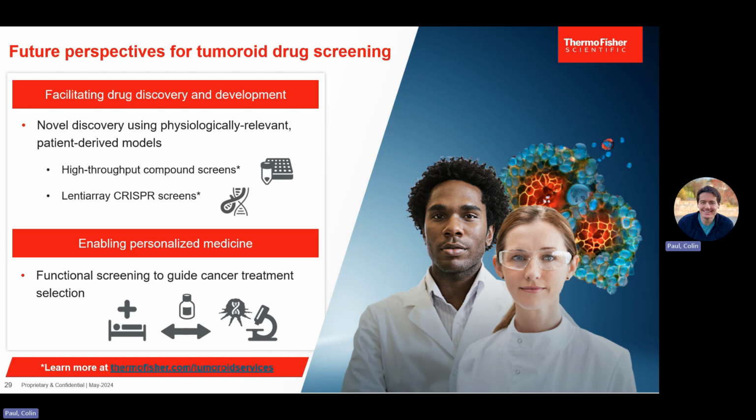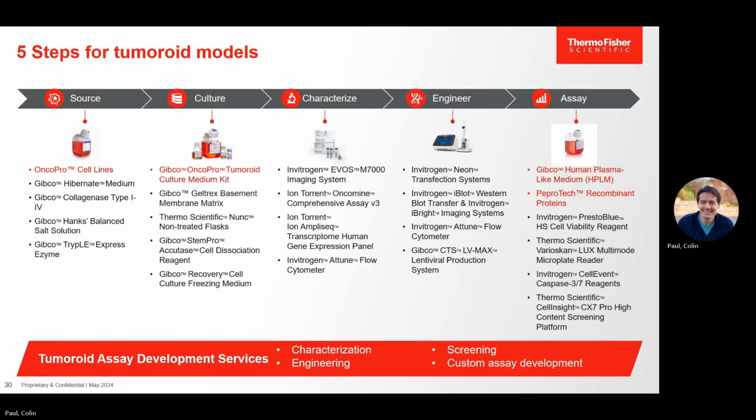Going forward, we anticipate that tumoroid models will be used more and more in high-throughput compound screens, as well as functional genomic screening. And these types of models have already shown great promise in functional screening assays, even to guide cancer treatment selection. We're really interested to see how these may move more towards the clinic in the future. Overall, Thermo Fisher is excited to support your tumoroid work throughout the workflow, really from sourcing, culturing, characterizing, engineering, and assaying these tumoroid models.